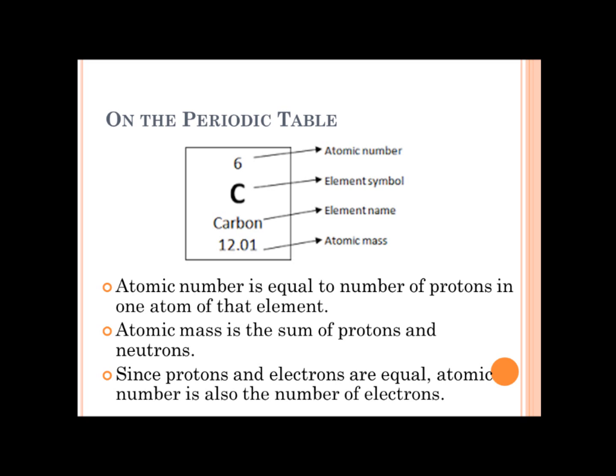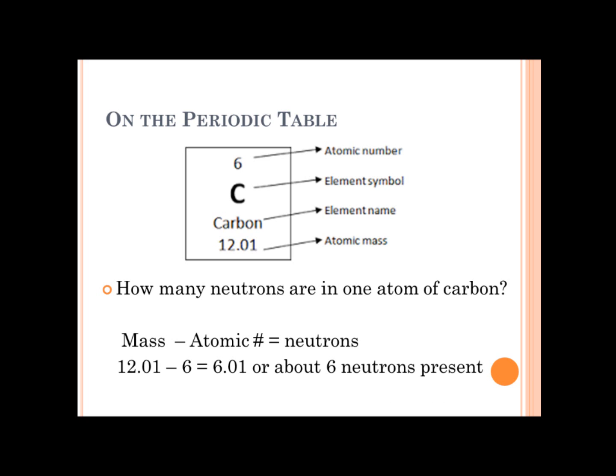Now, let me show you an example of how we would use this element to figure out what the atom looks like or how many protons, neutrons, and electrons it has. So if we take this same element, carbon, and let's say we are asking ourselves how many neutrons are in one atom of carbon. We're going to look at the element and we see, okay, that there's a mass of 12.01. And we remember that mass is the protons plus the neutrons.